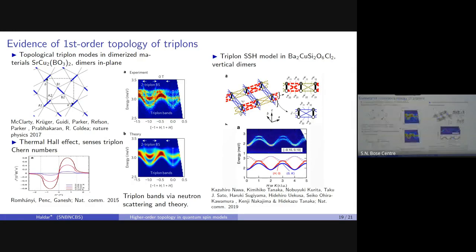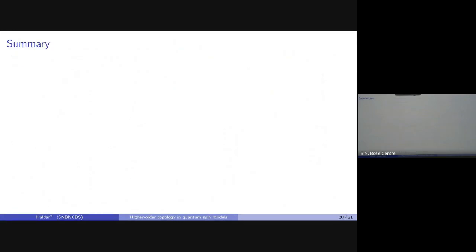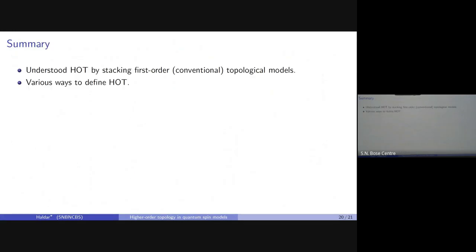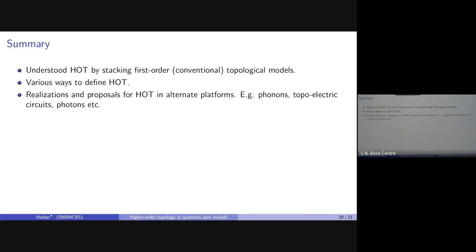So I think I have given an idea of the experimental side of these things. Okay. So let me just quickly summarize and then we can end. All right. So we started with understanding what hierarchy topology is, and we did it by stacking conventional first order topological models. And from that we saw how we can define hierarchy topology in various ways. We discussed various realizations of and proposals for hierarchy topology in alternate platforms like phonons, electric circuits, photons, etc.